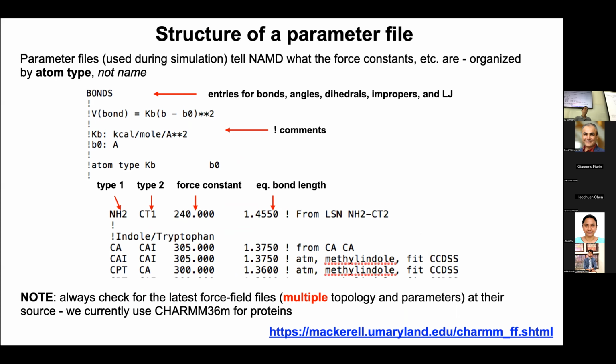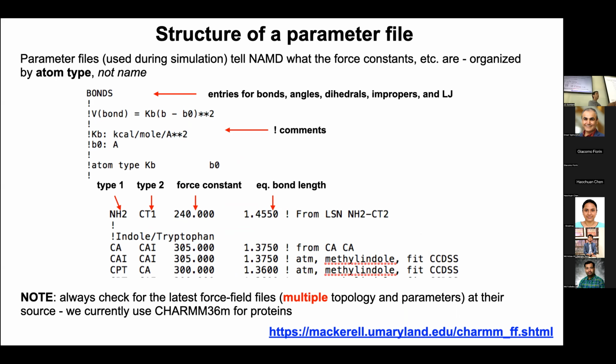Then when you go to run the simulation, you give NAMD a PDB file and a PSF file and a parameter file. Okay, so the PSF file says, you know, these two atoms are bonded, they have these atom types, and then NAMD is given the parameter file to say, okay, what is the force constant for that bonded interaction? Okay, and so I'm just showing bonds here, although there are also angles, dihedrals, impropers, Lennard-Jones, those are all in the parameter file.